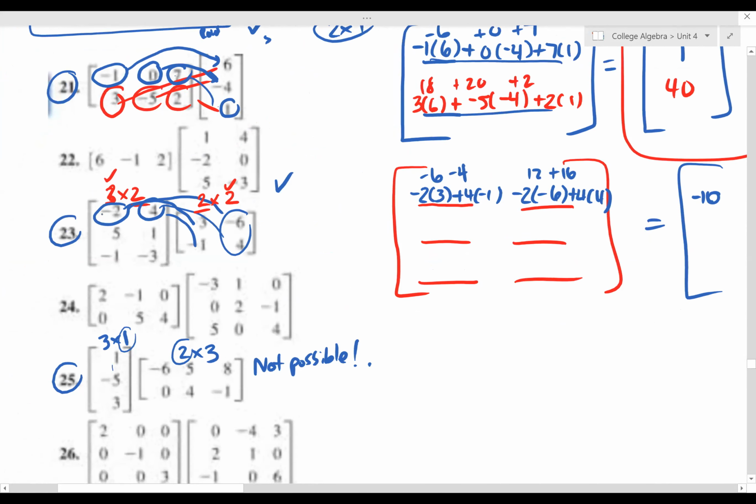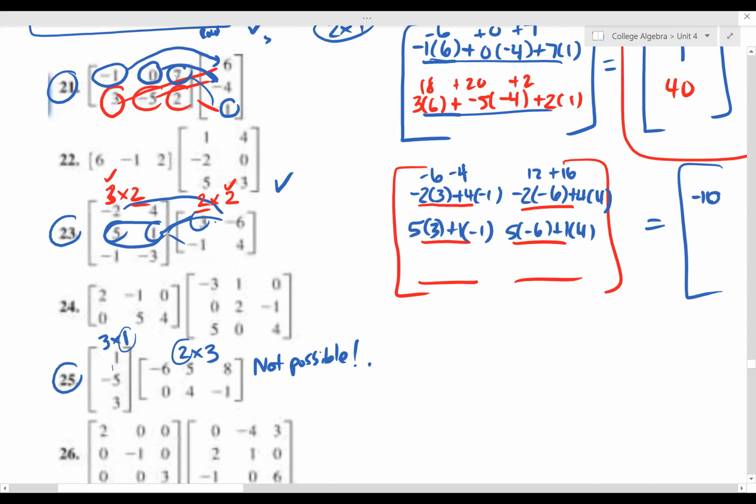Okay, so now we're moving on to row 2 in the first matrix. So I'm going to do row 2 by column 1, and then I'm going to do row 2 by column 2. So it goes 5 times 3 plus 1 times negative 1. And then I do row 2 times column 2. So 5 times negative 6 plus 1 times 4.